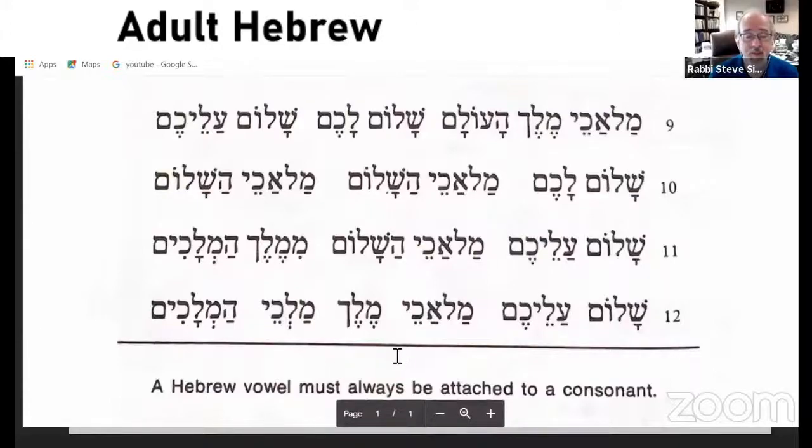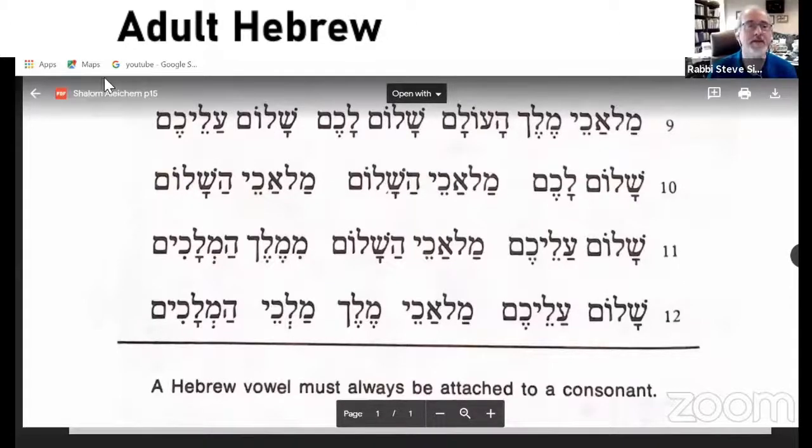English note at the bottom of the page. A vowel must always be attached to a consonant. The letters of the alphabet are the consonants. Vowels are dots and dashes. You will not have a vowel without a letter. The letters are the shapes of the alphabet. In order to have a vowel, you have to have a consonant. You have to have a letter. There you go. Okay, that's a piece of cake. You guys know what I'm talking about. That's easy. Let's go on a little bit.